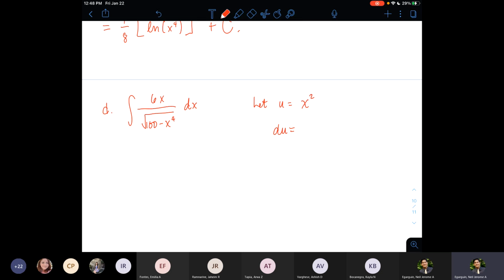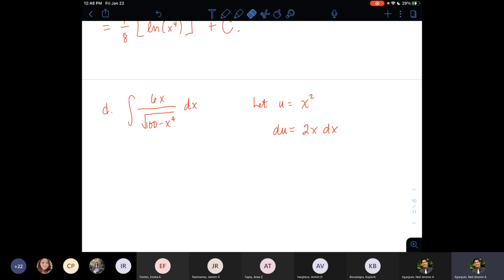And you will see later why I decided to let u be equal to x squared. Let's see if this will work. This will work if we have the right du. Well, du would be equal to 2x dx. And do we have this in our integral?